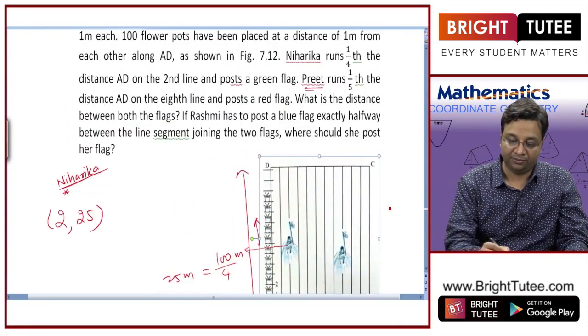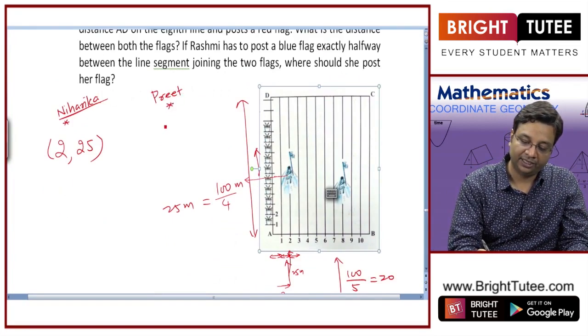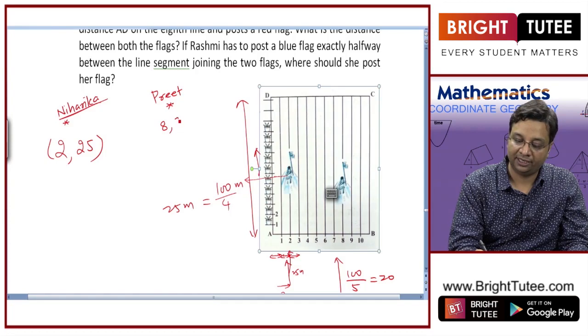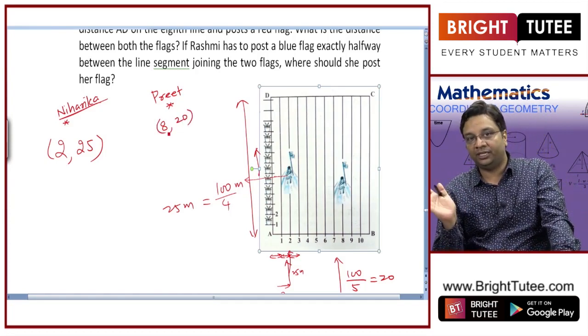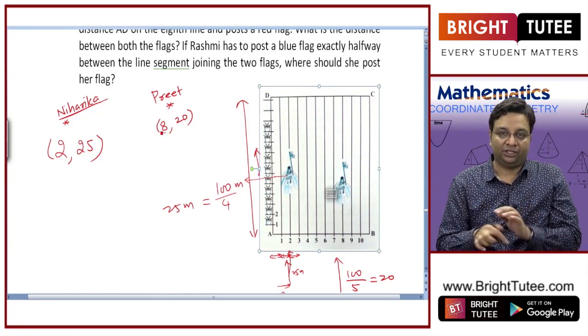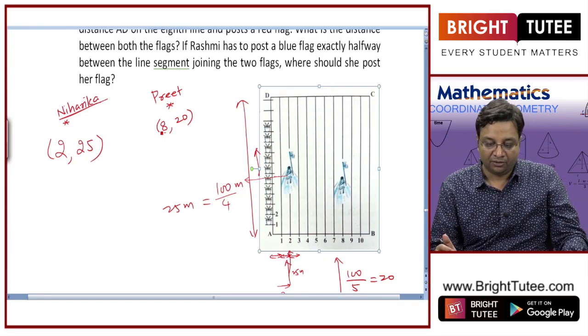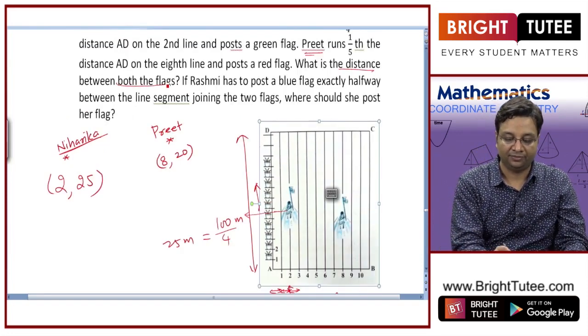So her position, Preet's position, can be taken as 8 in the horizontal direction and 20 in the vertical direction, right? Horizontal coordinate is our x coordinate and vertical is y coordinate. So these are the present positions of Niharika and Preet. Now we need to find what is the distance between both the flags.